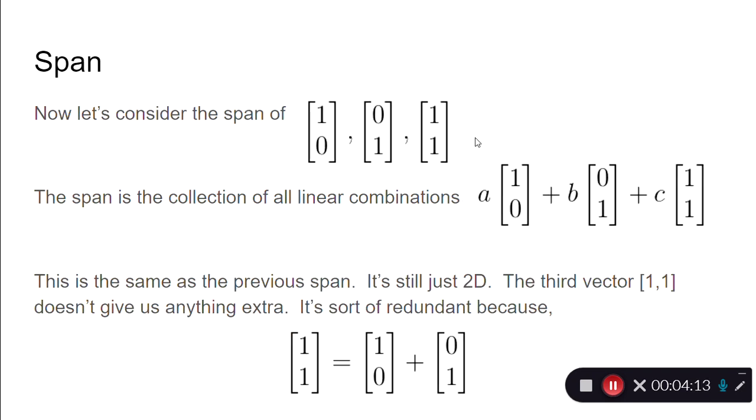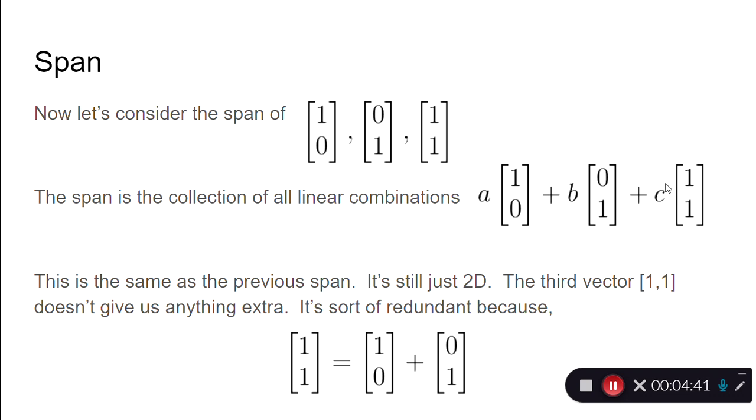Now you can have redundancy. So here are three vectors. I added one. What's the span of these three? Well, the span is the collection of all linear combinations, so it's every possible combination. But this isn't going to get me anything more than 2 dimensions. One of these vectors, this third one, is obviously just a combination of the first two. It doesn't give me anything extra. I'm not going to get into 3D. We're still just in the plane.